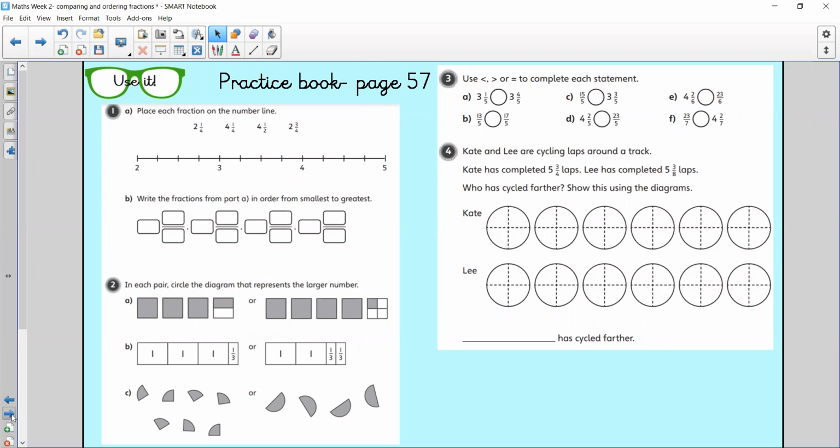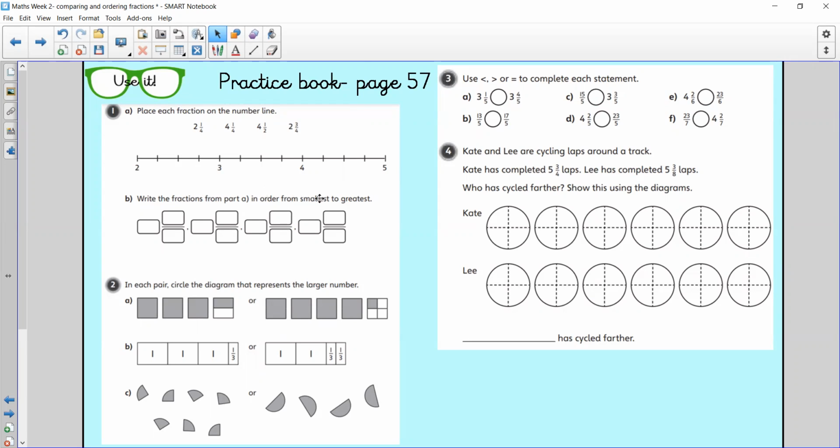Okay, so what I would like you to do now is to have a little go at your practice book challenges. So here you can see question 1. We're going to be using this number line, which we did yesterday. So you're going to put your mixed numbers onto this number line. Now be careful. Look at what your number line is going up in. There are 4 parts in that number line. So each of these small parts must represent a quarter. Just be careful because one of them is a half. So using your knowledge of equivalent fractions, you should be able to plot those onto your number line.